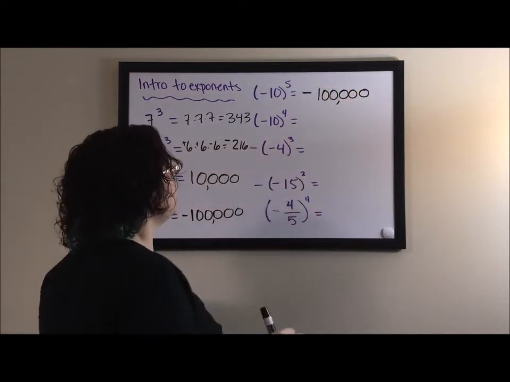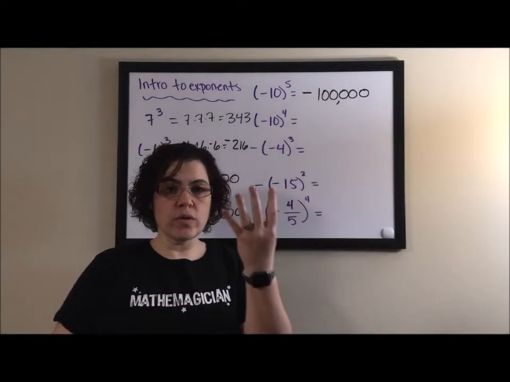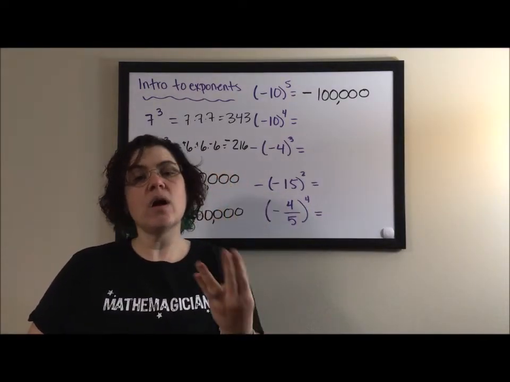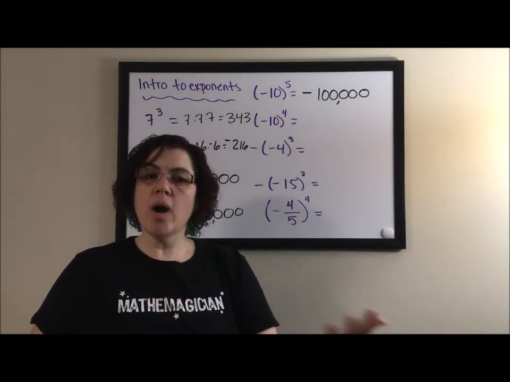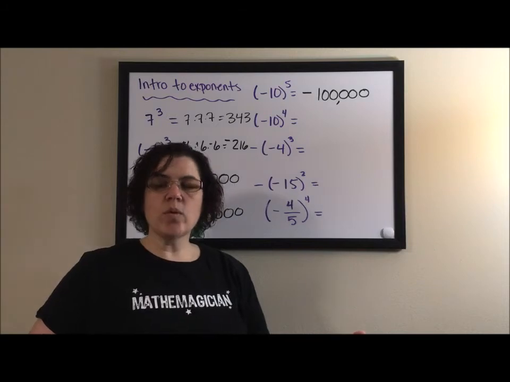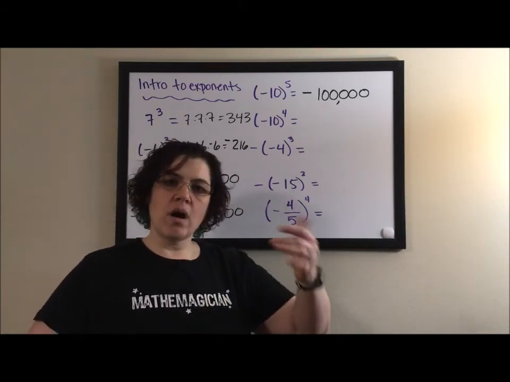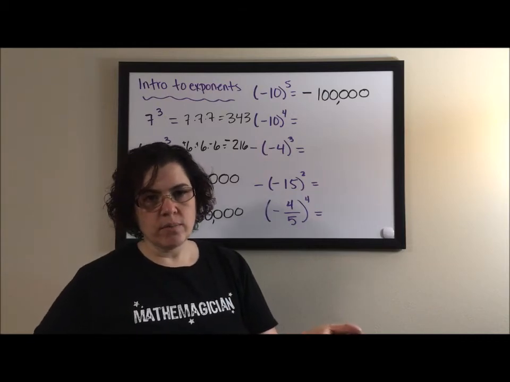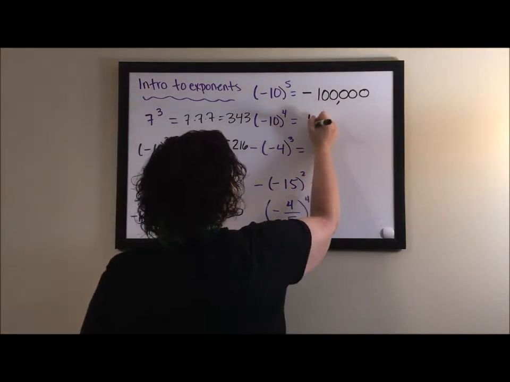For the next one, negative 10 to the fourth, the first two pair off, the second two pair off, everything pairs off. Negative times a negative is positive. It means our answer is going to be positive. Even exponent, positive result. Odd exponent, the result is the same as the original base. Okay, 1 with 4 zeros.